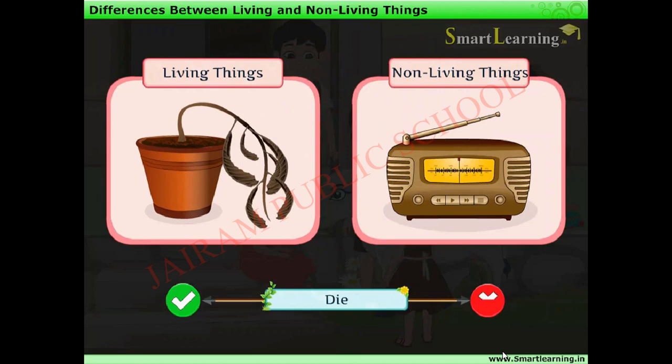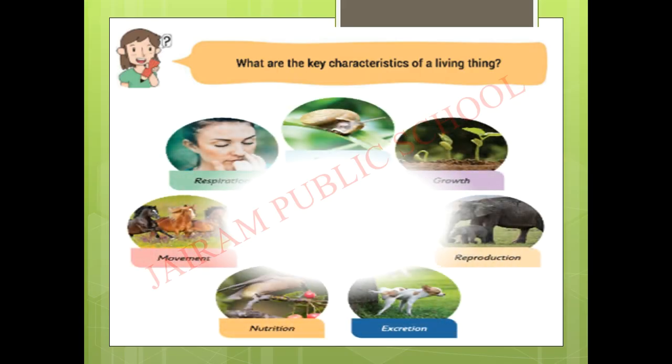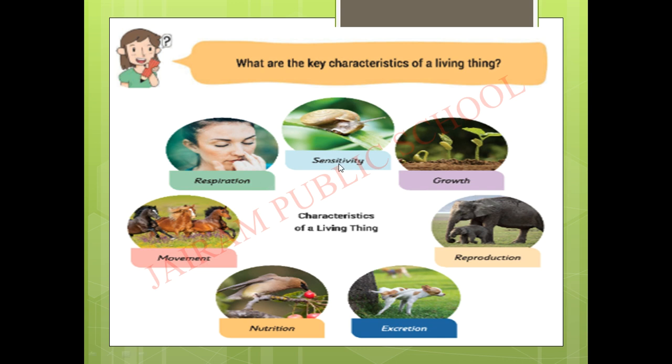So here is a key question. What is the question given here? What are the key characteristics of living things? So just now we saw the characteristics of living things, isn't it? Living things can grow, move, eat, everything, isn't it? So that's what we are going to see in this lesson. So what are the characteristics? Sensitivity, growth, reproduction, excretion, nutrition, movement, respiration.